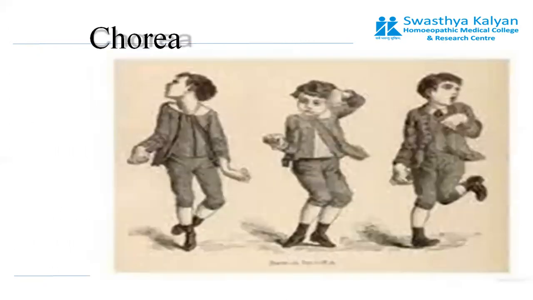After the carditis, or the symptoms of the heart, now we have chorea. You can see in this picture, it's a boy. It seems like this boy is dancing. This is actually not dancing. These are the neurological symptoms produced by acute rheumatic fever. Let us look into the chorea.